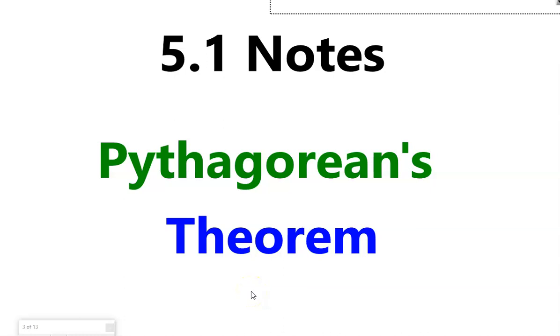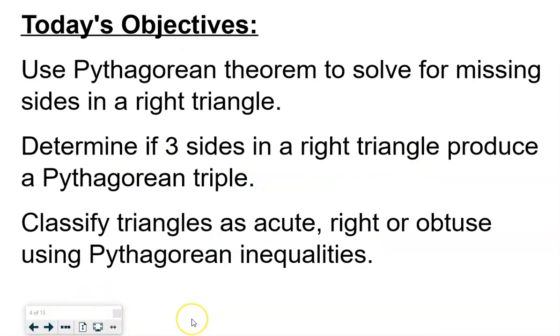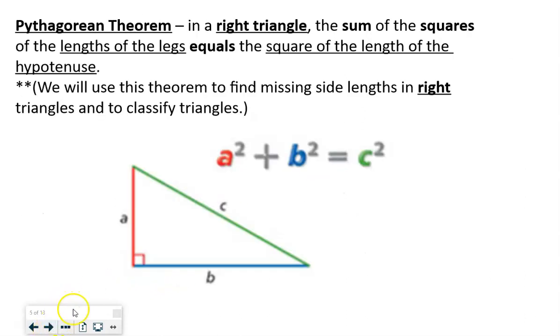So in this video today, we're going to go over the Pythagorean theorem. Our objectives are to use the Pythagorean theorem to solve for missing sides in a right triangle, to determine if three sides in a right triangle produce a Pythagorean triple, and to classify triangles as acute, right, or obtuse using Pythagorean inequalities.